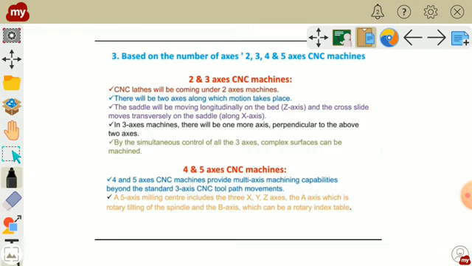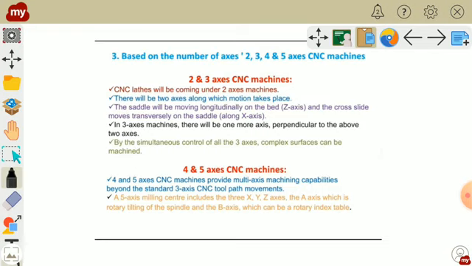तर लक्षात येतं, the saddle will move longitudinally on the bed, म्हणजे त्याला आपण म्हणू Z axis, and the cross slide moves transversely on the saddle along the X axis. That means your lathe machine has 2 axes only. X axis is along the diameter of the job, and Z axis is along the length of the job. बरोबर. And for machining a cylindrical object, you have to control only 2 axes, that is X axis and Z axis.